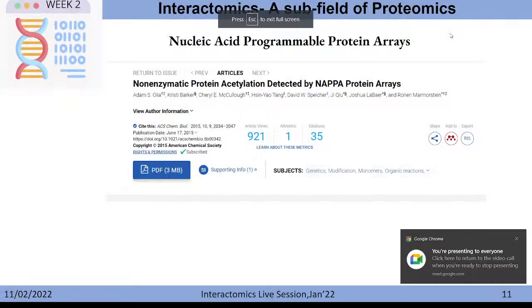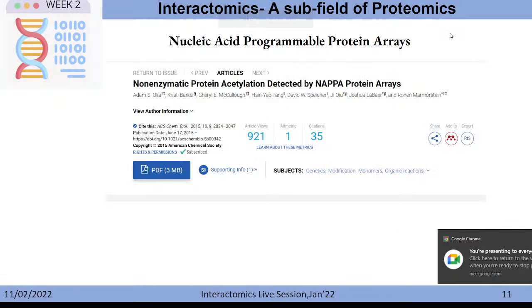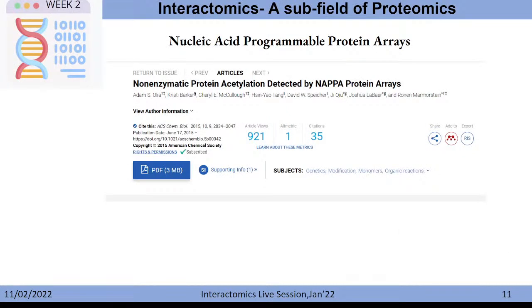Okay, so we will be going through one example of non-enzymatic protein acetylation, which is detected by your NAPPA protein array. So, how can you detect protein acetylation through NAPPA protein arrays, which was one of the examples that have been in use? So we will be looking at that.